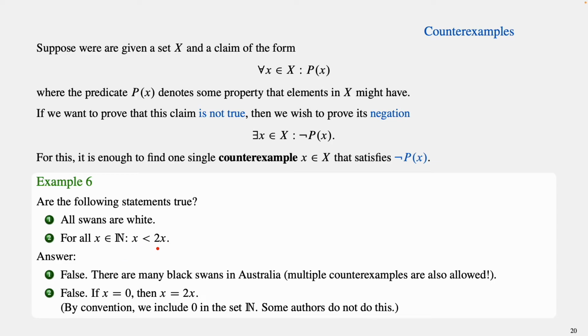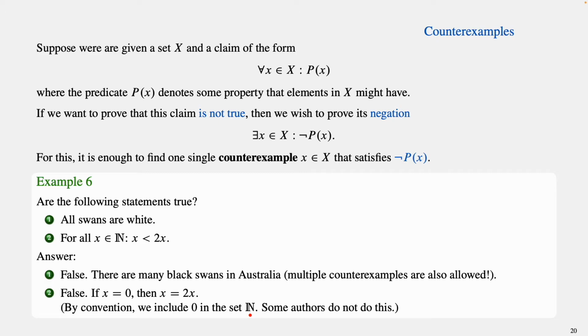In the second case, we actually have precisely one counterexample. So this is also false if we say it should hold for all natural numbers x, because if we take x equal to 0, then, well, 2 times 0 is still 0, so x equals 2x. But note that this counterexample only works because by our convention we include the number 0 in the natural numbers.